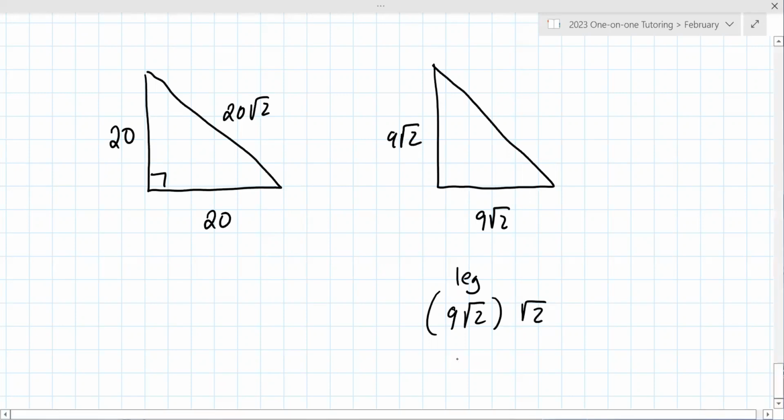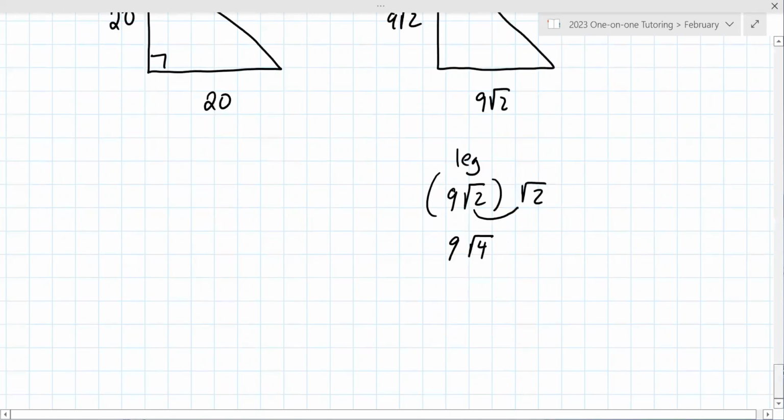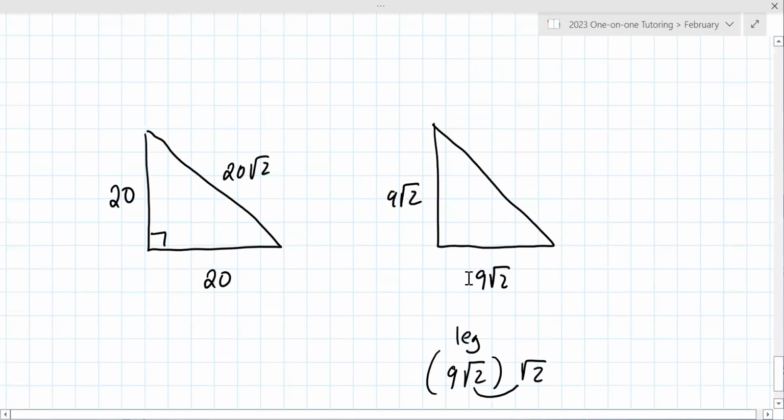It's not 9 squared. It's 9 times the square root of 4. Square root of 2 times the square root of 2 is the square root of 4. Okay, so 9 times 4, right? What is the square root of 4? 2. 9 times 2 is 18. 18. Very good.